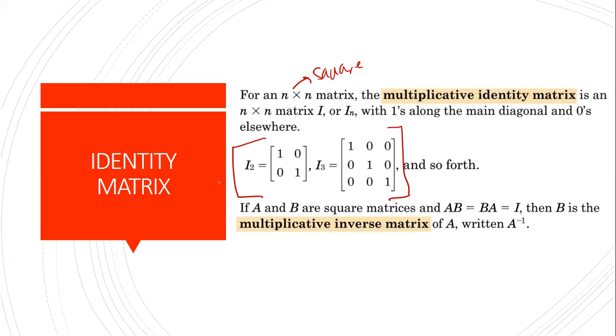All right, so identity matrix. I have an I2, that's a 2 by 2. I have an I3, that's a 3 by 3. I have an I4, that's a 4 by 4, and so forth, right? Makes sense? Okay. Now, why are these important for the inverses?